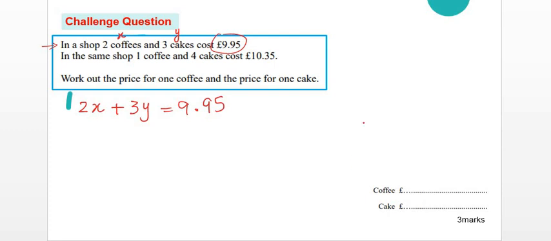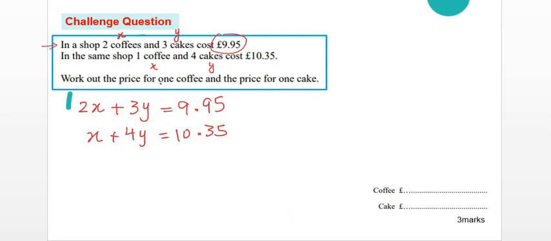Hope it's clear for you. Now look at the second one. In the same shop, 1 coffee, so that means 1x, and 4 cakes, that means 4y. You have to pay this much for these things. So it's 1x, that means x, and for 4y, if you buy these things, you have to pay 10.35 pounds. Right? Now the equations are ready.